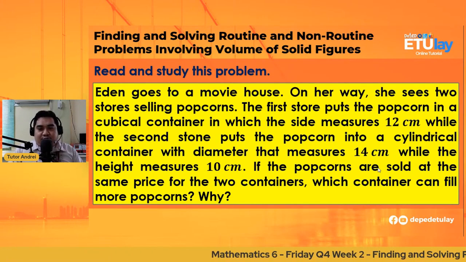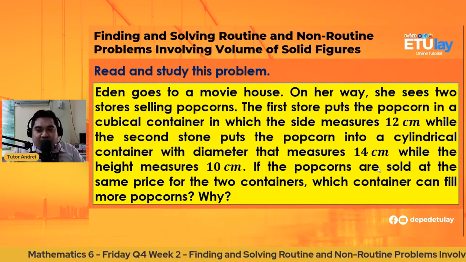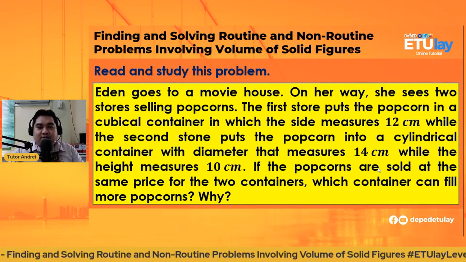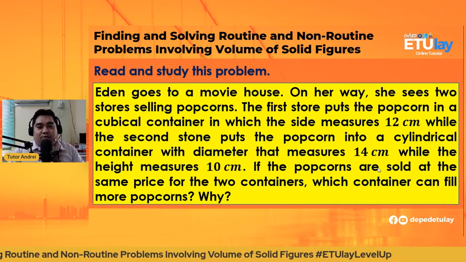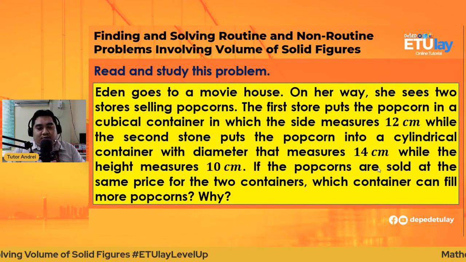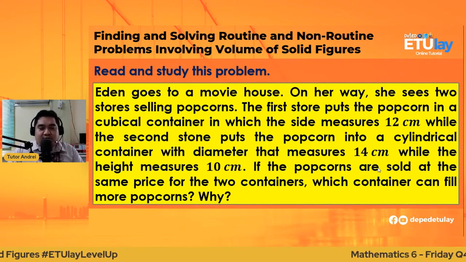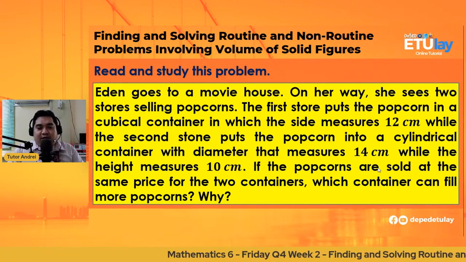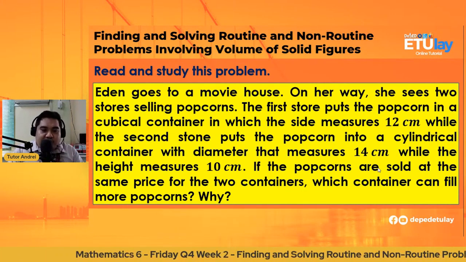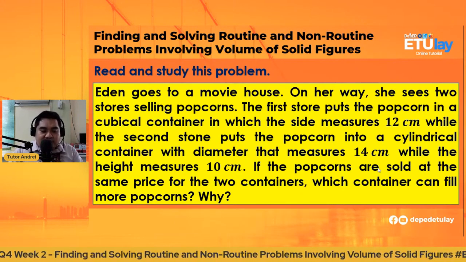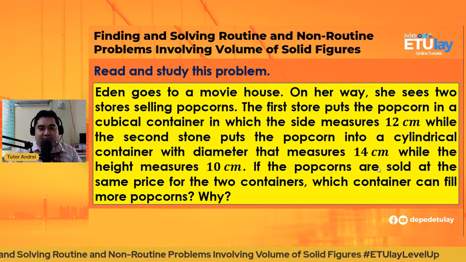The first store puts the popcorn in a cubical container in which the side measures 12 centimeters, while the second store puts the popcorn into a cylindrical container with a diameter that measures 14 centimeters, while the height measures 10 centimeters. If the popcorns are sold at the same price for the two containers, which container can fill more popcorns and why? Ayan. So take note ha.